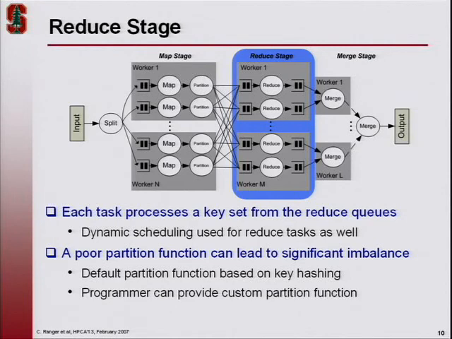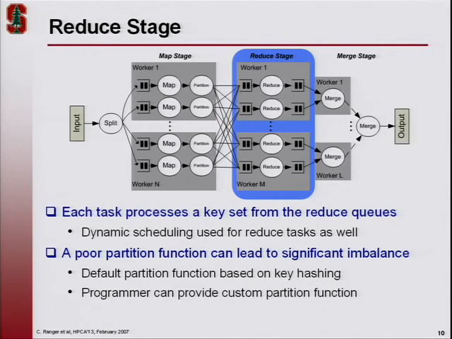So as the reduce tasks process this data, they emit the final key value pairs to the reduce queues. Now the partition function, by default, is just a key hashing function. However, the program can provide a custom partition function if they know more about the distribution of the keys.